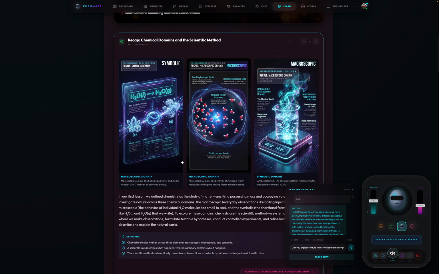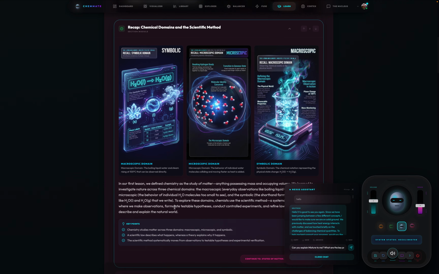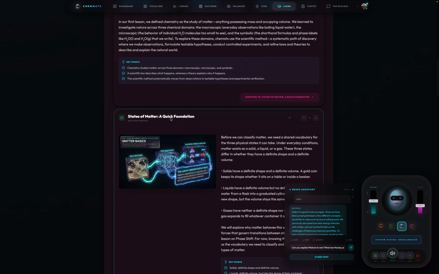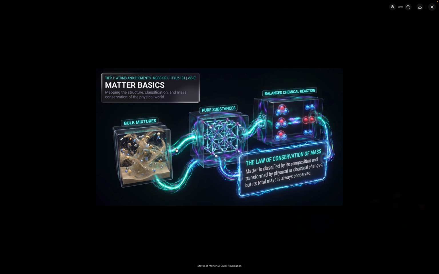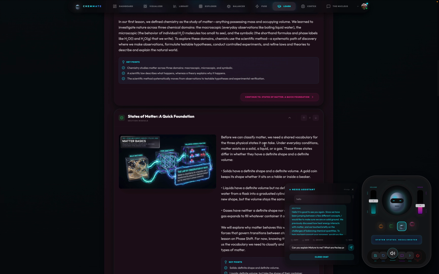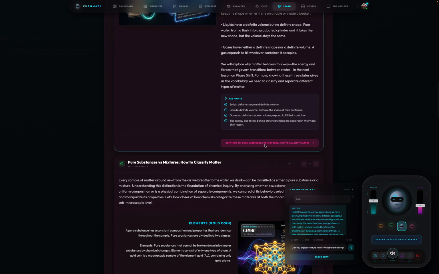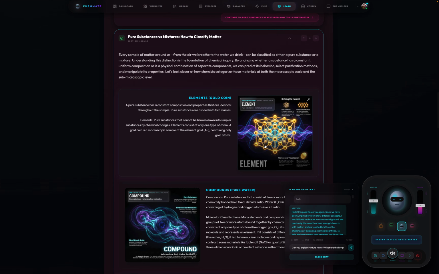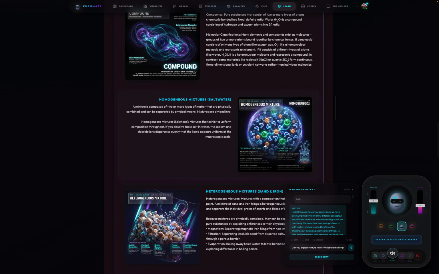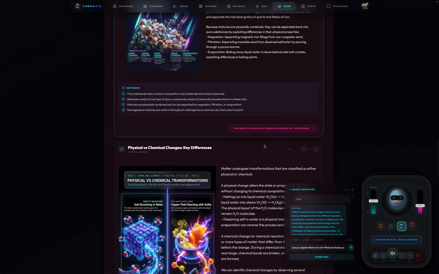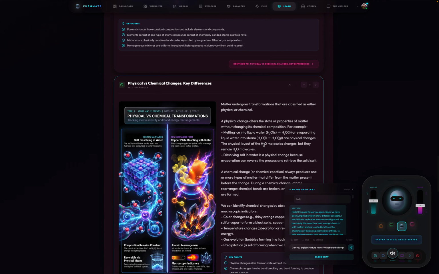In this lesson, we will systematically classify matter, physically separate mixtures, and mathematically track the conservation of mass during chemical changes. Section 1. Recap: Chemical domains and the scientific method. In our first lesson, we defined chemistry as the study of matter, anything possessing mass and occupying volume. We learned to investigate nature across 3 chemical domains: the macroscopic, everyday observations like boiling liquid water; the microscopic, the behavior of individual H2O molecules too small to see; and the symbolic, the shorthand formulas and phase labels like H2O (liquid) and H2O (gas) that we write.